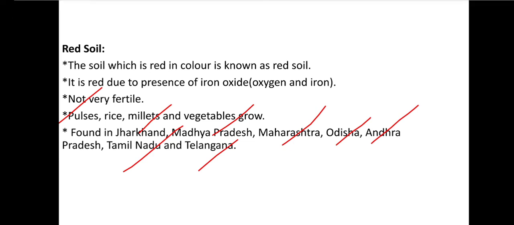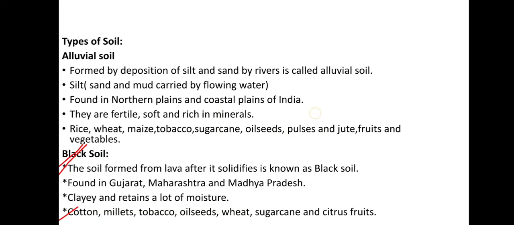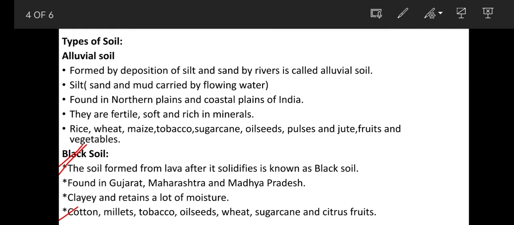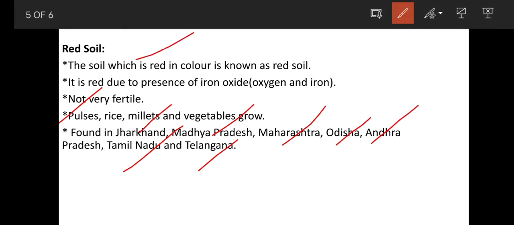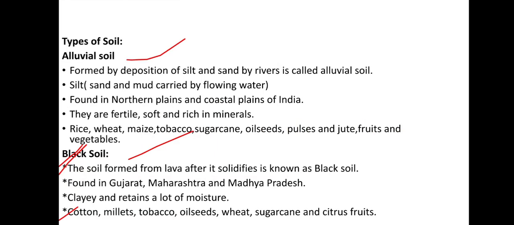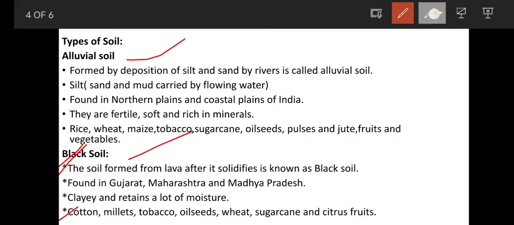So dear children, in this class we have discussed three types of soils, that is alluvial soil, black soil, and red soil. Let us check it out once again. Alluvial soil. What do you mean by alluvial soil? These types of soils are formed by deposition of silt and sand by rivers. And where are alluvial soils found? In northern plains and coastal plains.